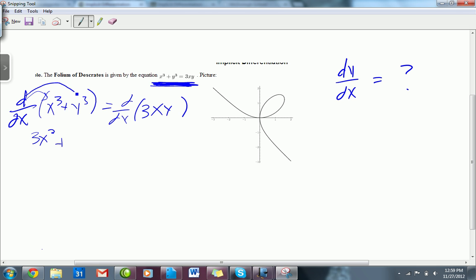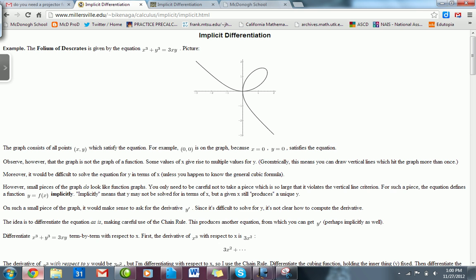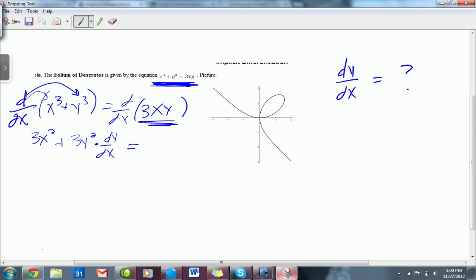When I differentiate y cubed with respect to x, it's going to be 3y squared times dy/dx, by the chain rule. Okay, y is like our inner function there. To differentiate the right side, what rule do we have to use? Well, the 3 is a coefficient, and then I have x times y. There's a rule that helps me find the derivative of 3x times y, and that rule is the product rule, so I have to use the product rule.